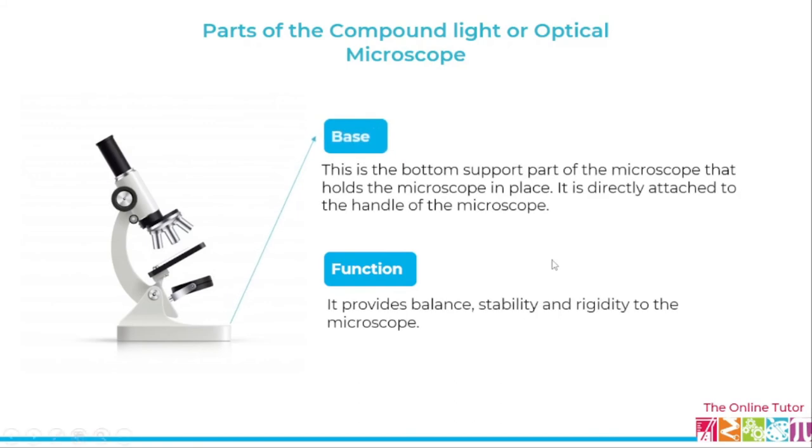So now let's talk about the base. Now this is the bottom support part of the microscope that holds the microscope in place. It is directly attached to the handle of the microscope, as we can see or observe over here. So the base is directly attached to the handle of the microscope. What does it do? It provides balance, stability, and rigidity to the microscope.